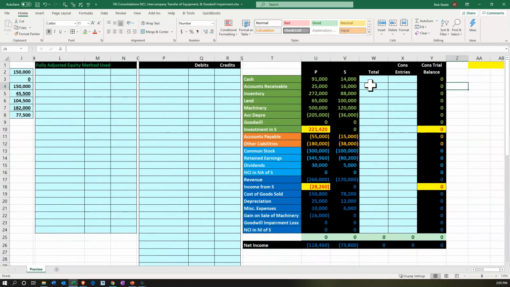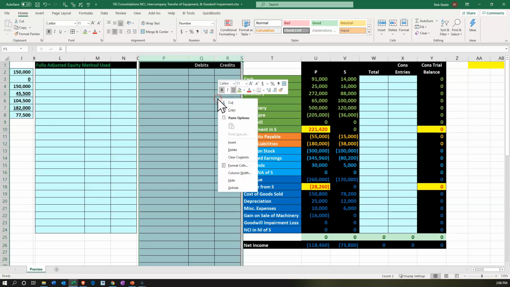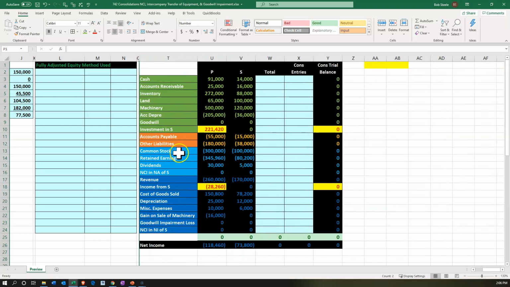So let's think about the equity method calculation. I'm going to hide some cells over here. Let's hide from P to S. I'm going to left click on P, right, and then scroll on over to S. Let go, right click the selected area and hide those ones.